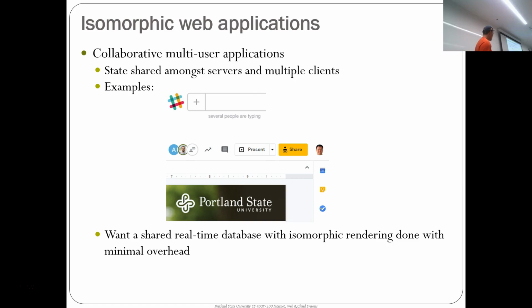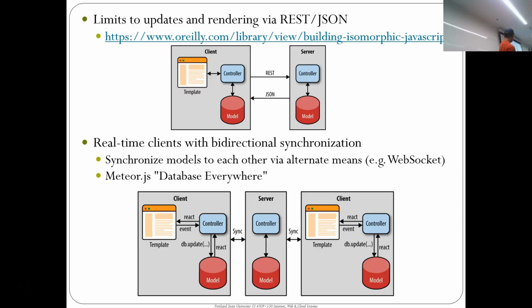So we are moving towards an environment where you have a shared real-time database that needs to be shared as part of your web app. And then you would like isomorphic rendering with minimal overhead that works on both the server and all of the clients participating in this shared view. That is where an isomorphic web application comes in. If you are using the same old REST and JSON way of doing things, this breaks down very quickly when you have a lot of collaborators.